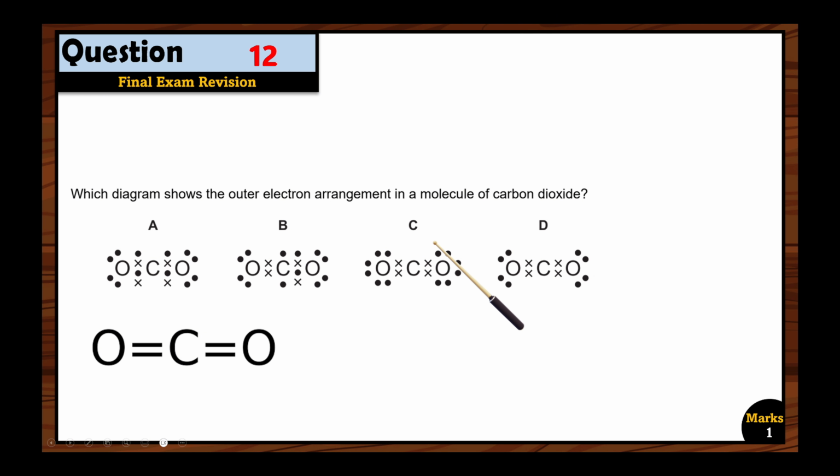This one is also rejected because 4 electrons are not shared here. 2 electrons are shared here, 2 electrons are shared here. But if you see here, 1, 2, 3, 4, 4 electrons should be shared. So only option A is correct. Clear? Let's see question number 13.